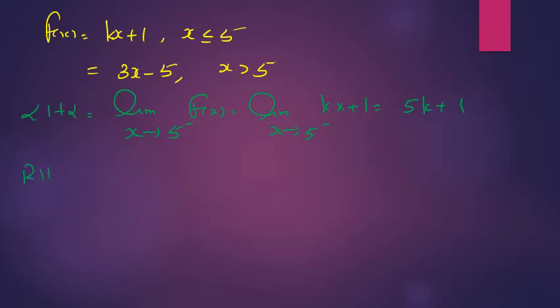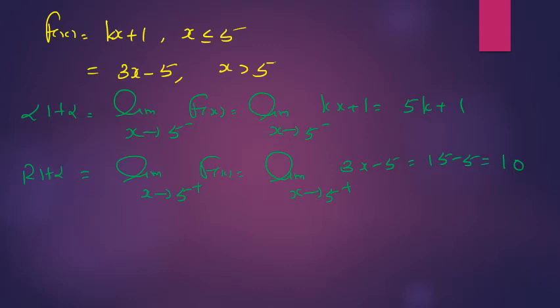Now what is RHL? Limit x tends to 5 plus f of x is equal to what? RHL is 3x minus 5. 3 into 5, 15. 15 minus 5. What is the answer? 10.